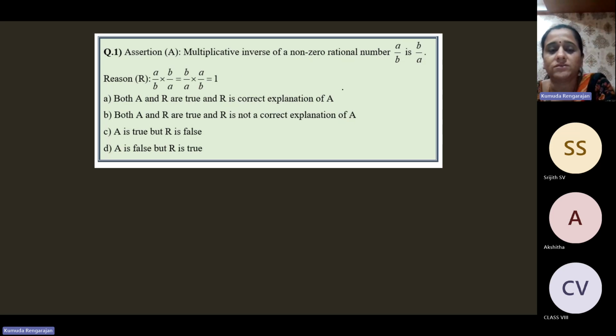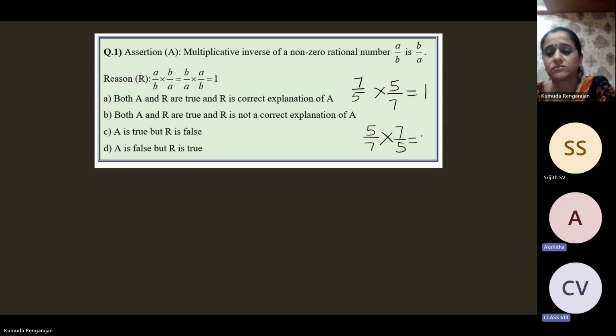Now, tell me what is the multiplicative inverse of 7 by 5? 5 by 7. What's the multiplicative inverse of 5 by 7? 7 by 5. What's the product of 7 by 5 and 5 by 7? 1. What's the product of 5 by 7 and 7 by 5? 1. That means A by B into B by A is 1, right?